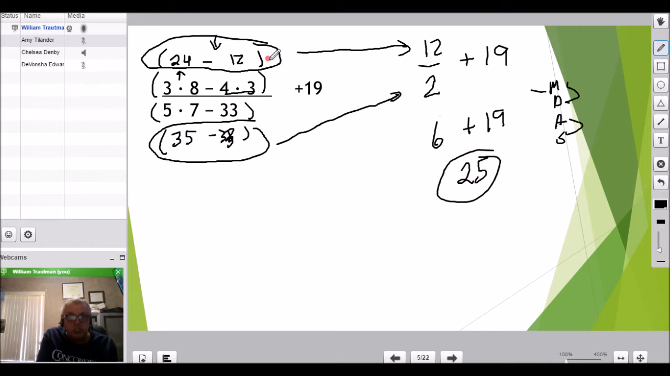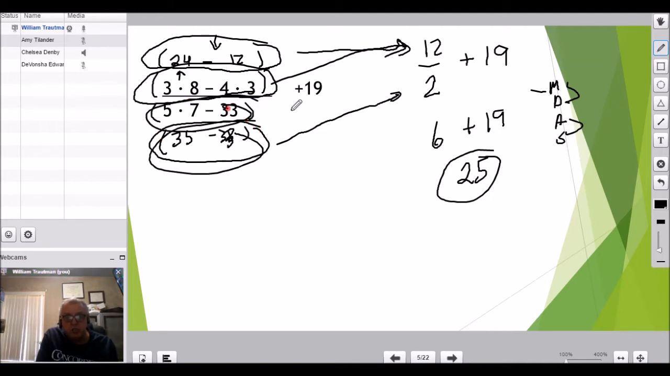So when you approach this problem, do the top, put your answer there. Do the bottom, put your answer there. And then do the math and add 19. Add whatever number they tell you to add.